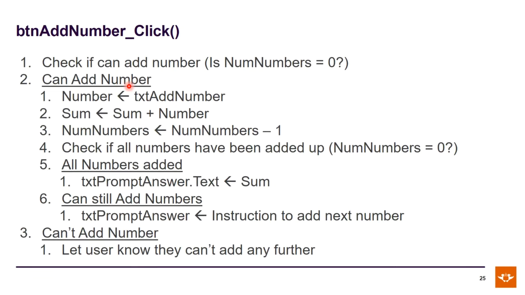Remember we said that what happens is each time we press the button, if we can still add numbers, we would take that number, add it to our sum, and then subtract 1 from num numbers. So at this point, it's still 3, isn't it? So if it's still 3, can I still add numbers to my sum? Yes, I can.